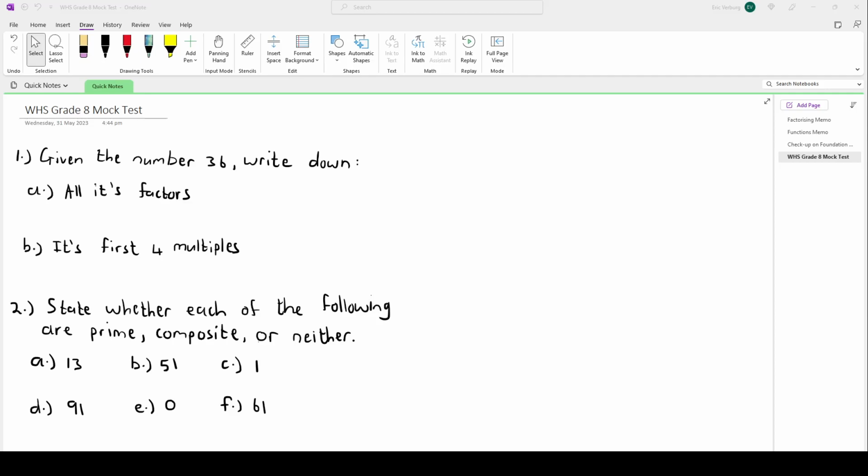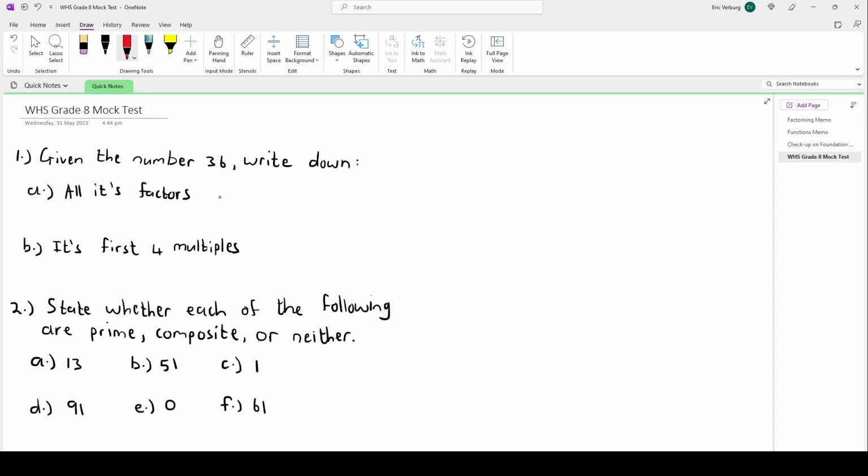Okay, let's work through this memo here. Let's create the memo. Here, red pen. All right, so first question. Given the number 36, write down all its factors.